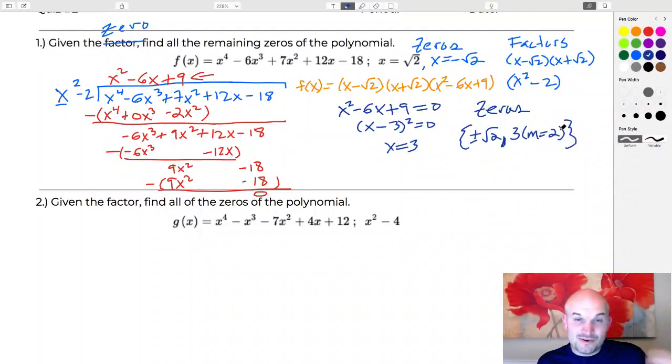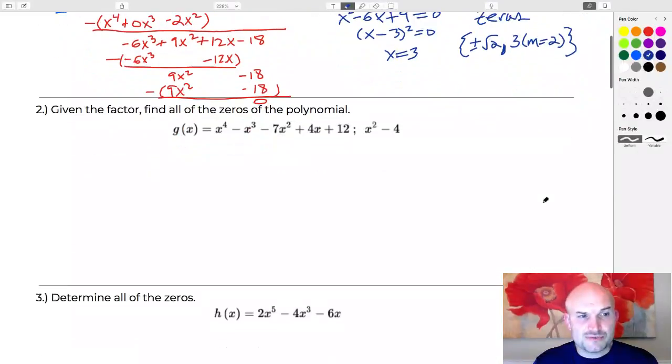Now in this example, I was given the zeros, but I didn't want to do synthetic division with the zeros, so I multiplied them to give me the factors, so that I could do long division. However, you could have done synthetic division with those if you wanted to. Just make sure you do it twice with both of the irrational zeros.